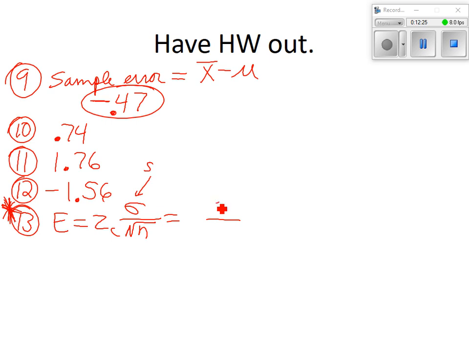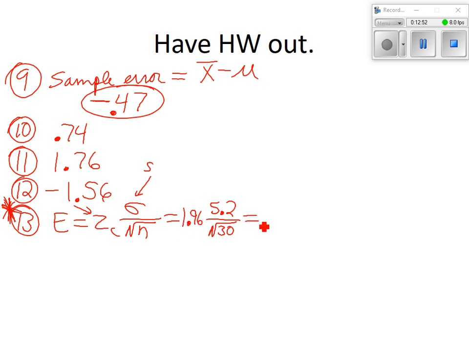5.5. Say it again. 5.2. 5.2. What was N this time? 30. Now, the critical value, that's where we have to go back to our chart. This is number 13, right? 95, it's down here on the bottom. What's it say to use for the critical value for 0.95? It's 1.96.